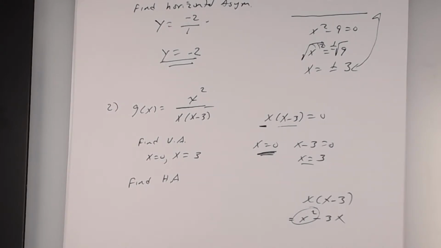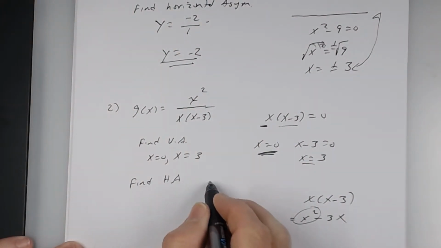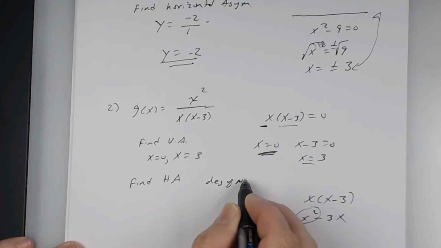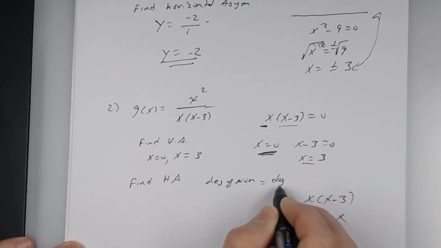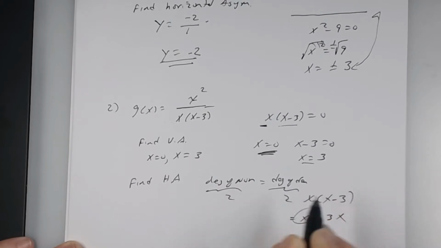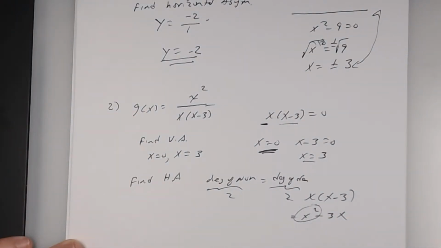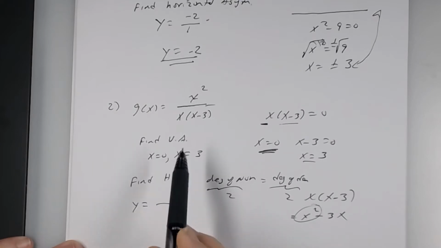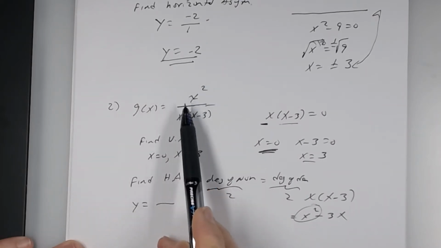So what do you notice about the degrees? They're the same. So the horizontal asymptotes, and notice the degrees are the same. Degree of numerator equals degree of denominator, right? Which is 2 in both cases. So since the degrees are the same, we've got to look at the leading coefficient. So y will equal, what is the leading coefficient in the numerator? 1. You see, that's the 1 right here, right?